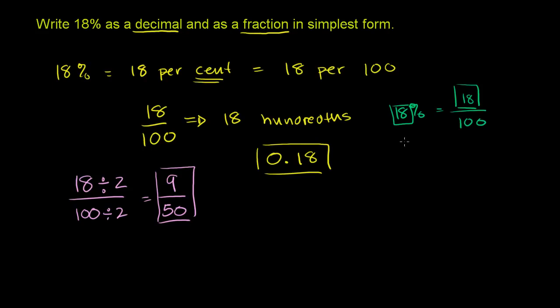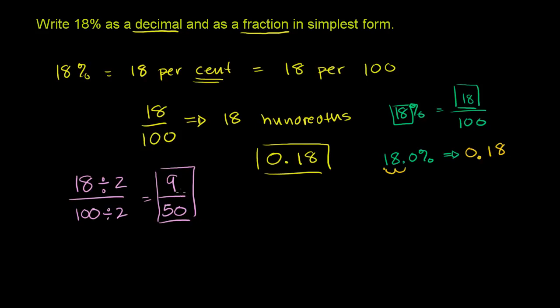Another way to think about it, you could view this as 18.0%. I just added a trailing 0 there so that you see the decimal. If you want to express this as a decimal without the percent, you just move the decimal to the left 2 spaces. 1, 2, this becomes 0.18.